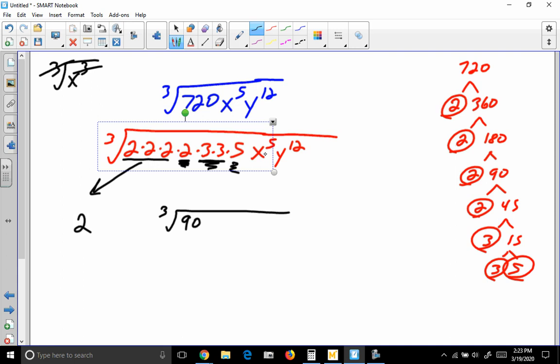And then for our x's, we have 1, 2, 3, 4, 5 x's, so that's one group of 3, so we bring an x out, but those x's are not in a group, so we put the leftovers underneath. Now, do we really have to write 12 of those? Do we have to write y times y times y times y times y times y times y until we have 12? Well, we could, but let's see if we can think of a simpler way.